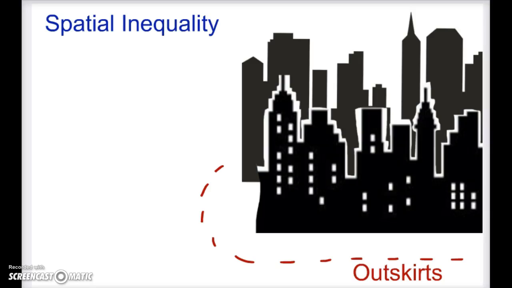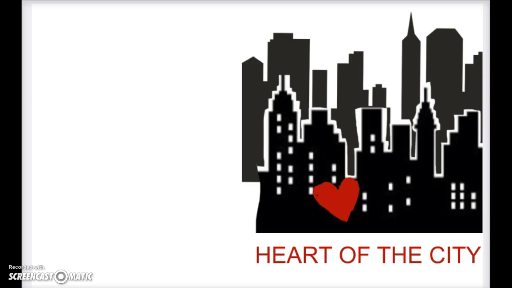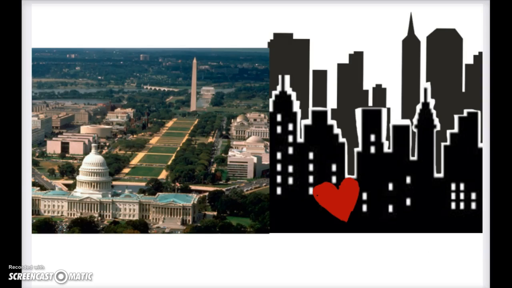This video is going to go over the GeoTerms for spatial inequality. Urban areas have many zones. We have already discussed the outskirts, which are located around the perimeter of the city. A central portion of the city is referred to as the heart of the city. This is often the cultural, historic, or business part of the city.